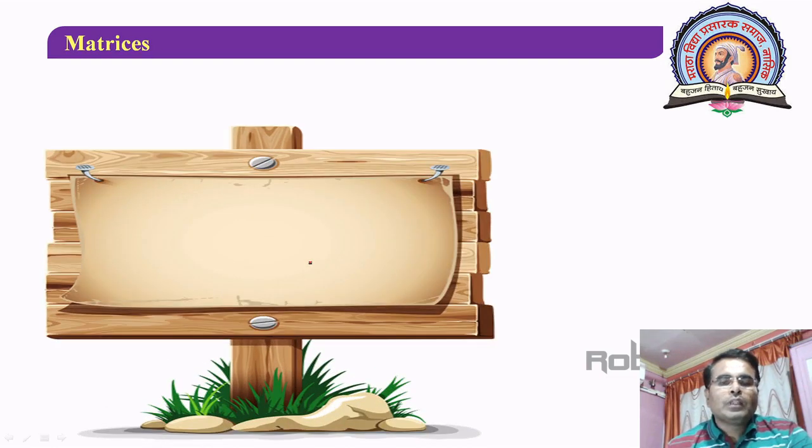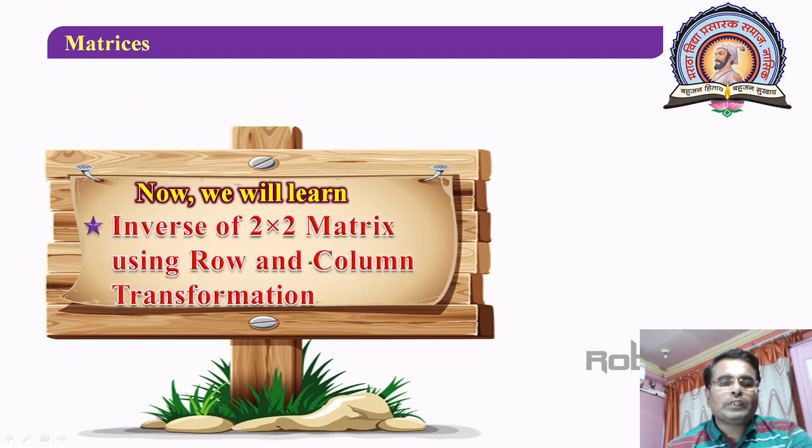Now we are going to start with the concept of elementary transformations, that is elementary row and column transformations, to find the inverse of a matrix. We are going to split this into 4 parts: 2 by 2 matrix with row transformation, 2 by 2 matrix with column transformation. Similarly, we are going to consider 3 by 3 matrix with row transformation and 3 by 3 matrix with column transformation.